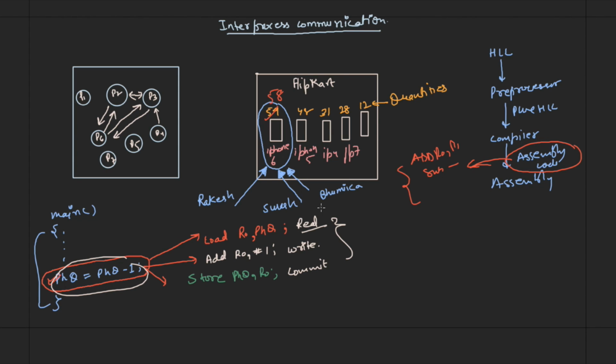Okay, now what can happen, assuming that 2 people are trying to buy the same iPhone parallelly. So this is the quantity of the phone, and assuming the current quantity is 58, and these 2 people are Rakesh and Suresh. Rakesh and Suresh both want to buy the phone.